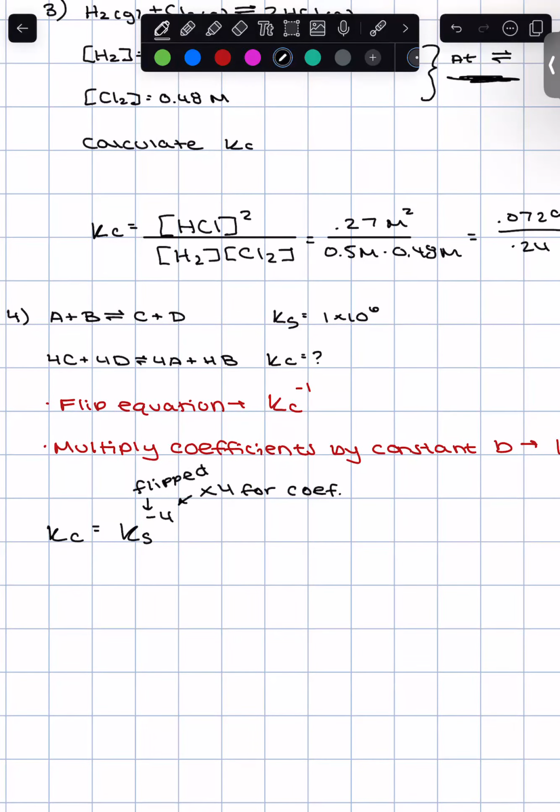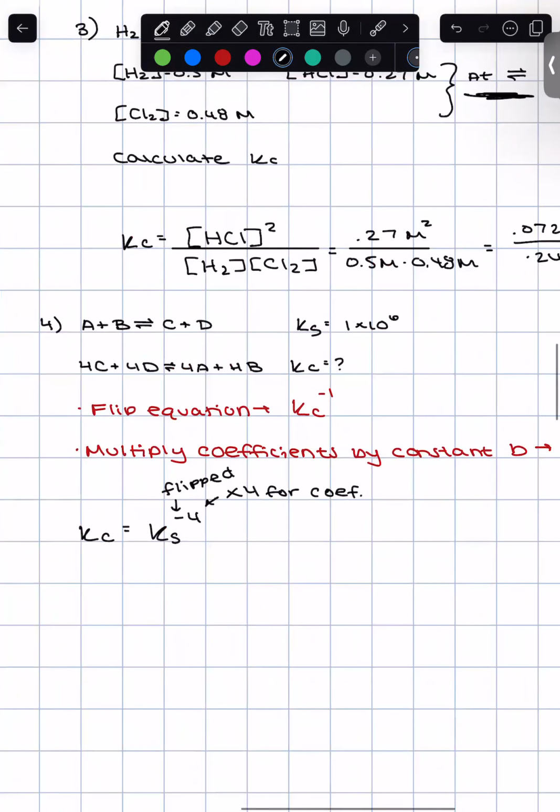Yes? So then that makes our new Kc 1/4 times 10 to the second. It's a really small decimal. 4 times 10 to the -2. There you go.